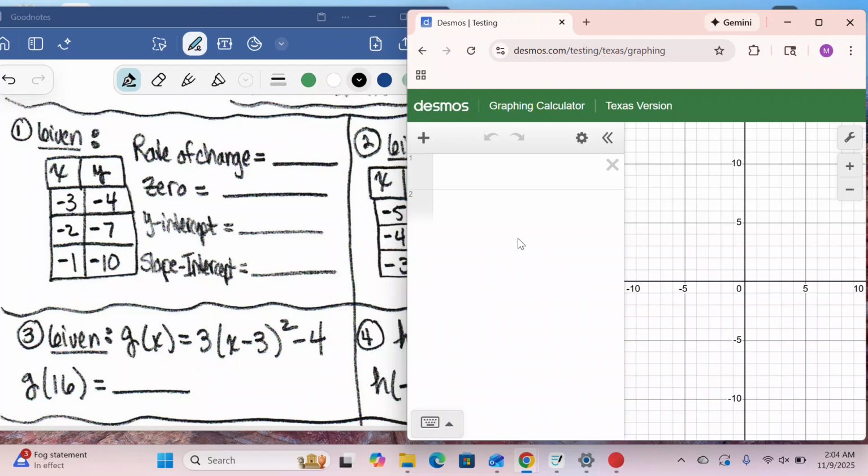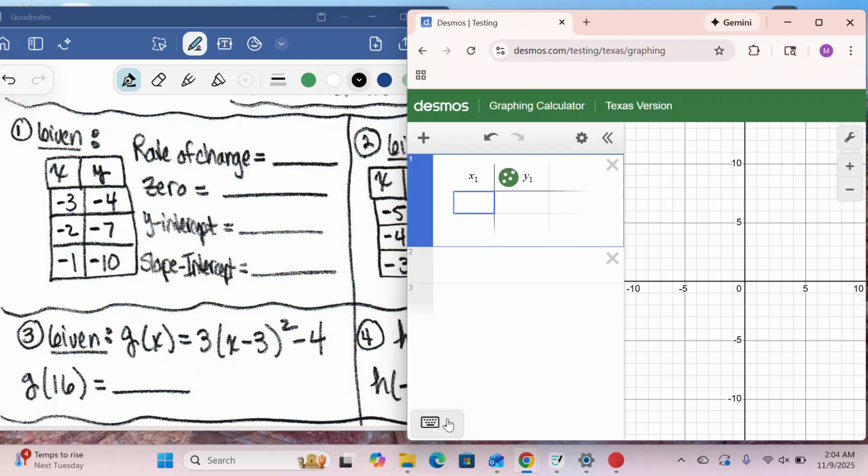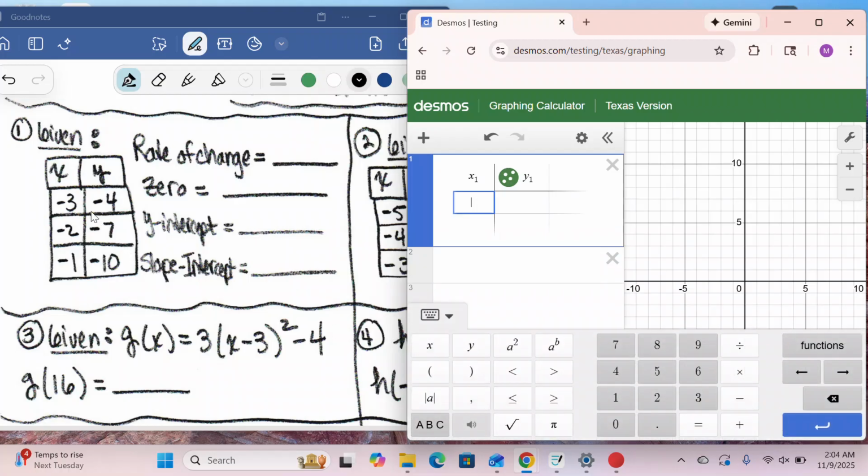So if we are given the first one, we are given a table of x and y's. We want to find the rate of change, the zero, the y-intercept, and also the slope-intercept form. So what we do is press this plus sign right here, and then click on table, and then we're going to input all our numbers: -3, -2, -1, and the y values -4, -7, and -10. So let me go ahead and do the inputting.